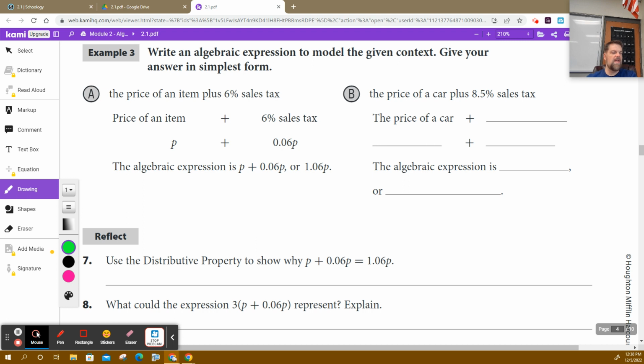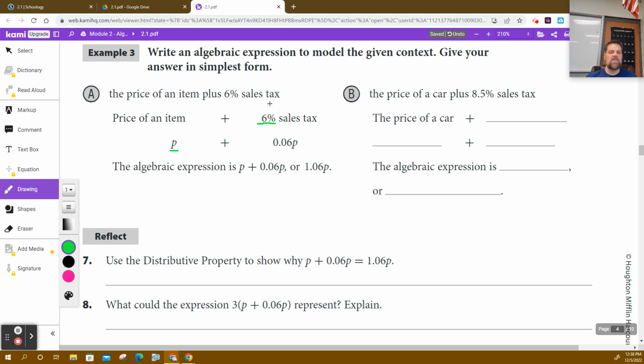So for part A, they say to us that the price of an item plus 6% sales tax. So they kind of set it up for us. They say the price of the item, we don't know what the price is, so we'll call it P. Plus 6% of sales tax. So how do they calculate sales tax? Does anybody in here know how sales tax is calculated?